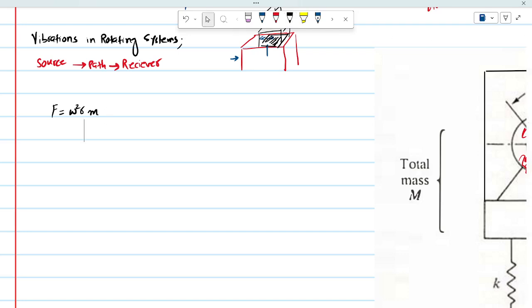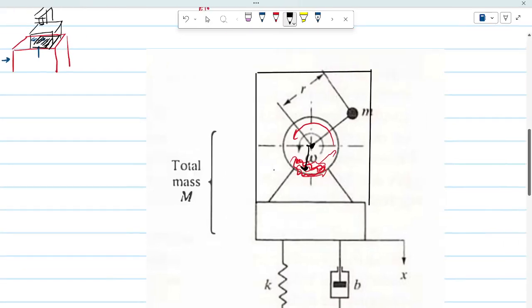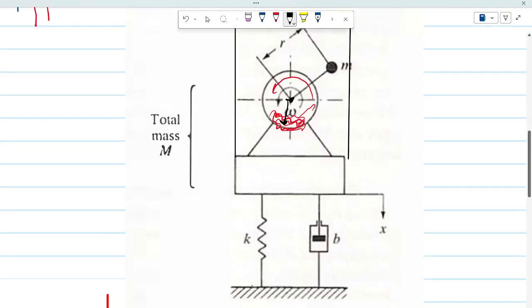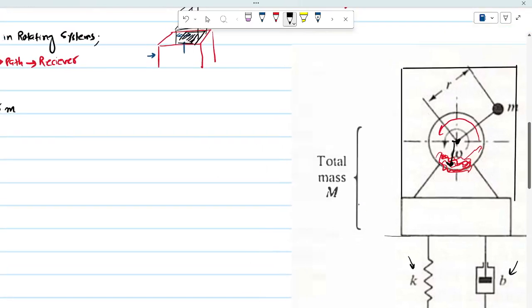And obviously it is because of the distance between the center of mass of the lump of clothes and the center of rotation. So let's say that the machine is mounted on the floor and has a base which has a stiffness of K and a damping coefficient B, and that the excitation amplitude is X, and the total mass of the system is M.